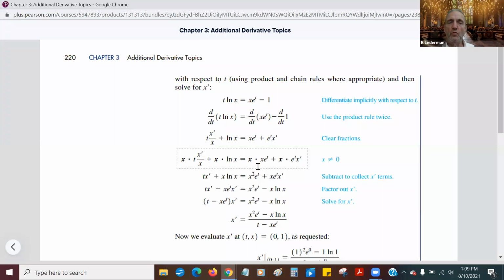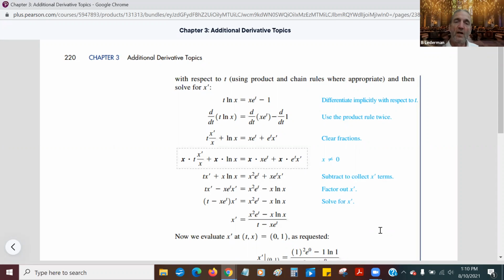I want to get the x primes together and factor them out. Anything which does not have an x prime, I'm going to send over to the right side. Anything which does have an x prime, I'm going to send over to the left side. Then I factor out the x prime, so I have t minus x e to the t times x prime. I divide both sides by this parenthesis, and I get x prime is equal to x squared e to the t minus x ln x over t minus x e to the t. Now, this is a big, monstrous looking answer, but that is the correct answer.